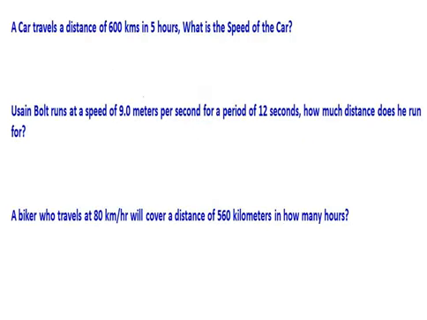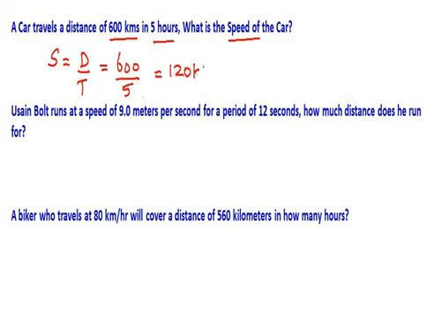That's it. A car travels a distance of 600 kilometers in 5 hours. What is the speed of the car? So we know that speed is equivalent to distance upon time. So 600 divided by 5, and that should give us 120 kilometers per hour as the speed.